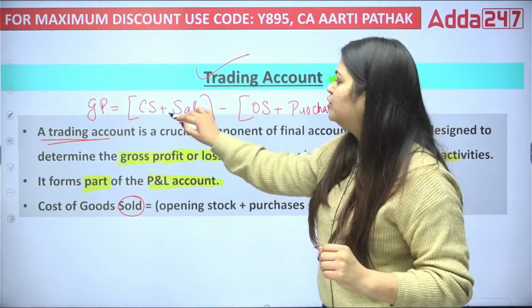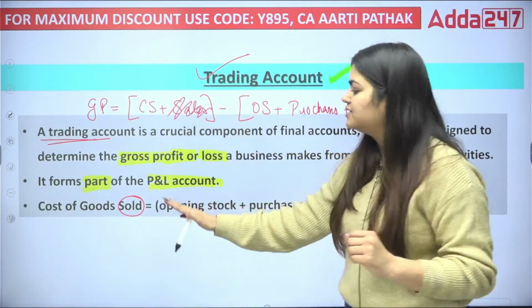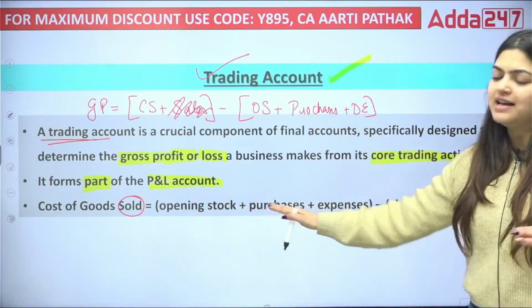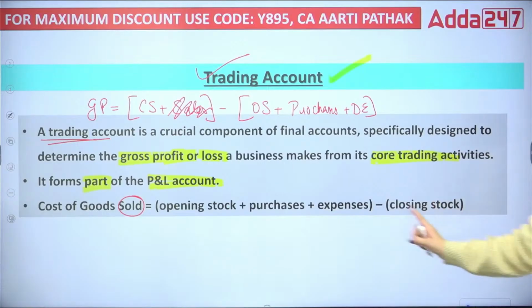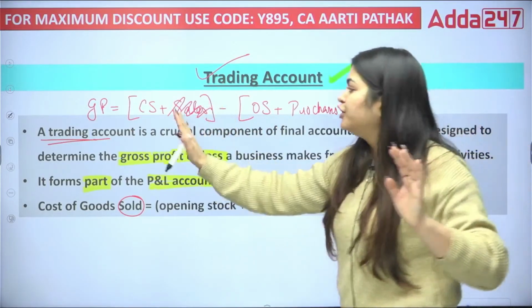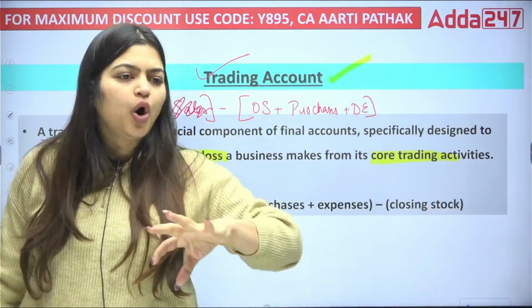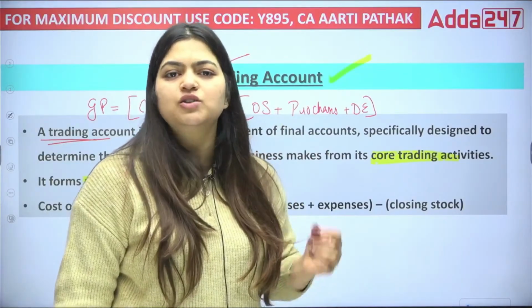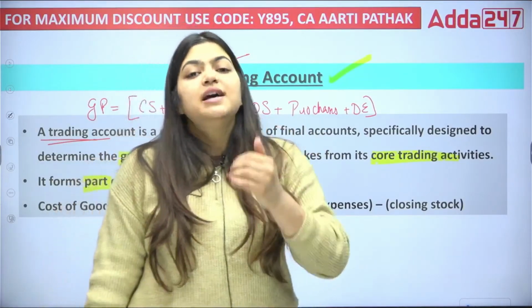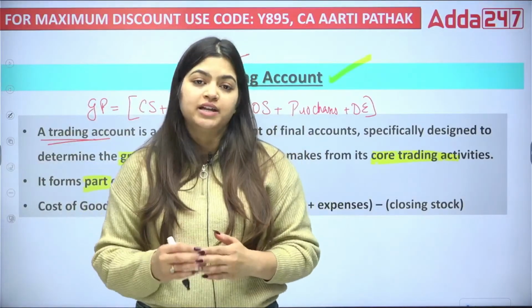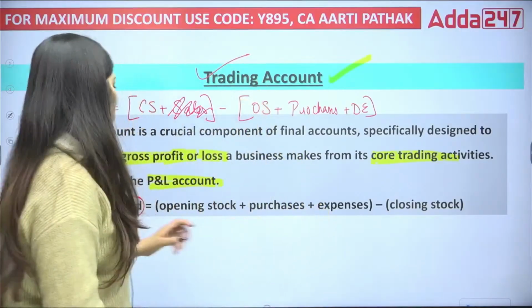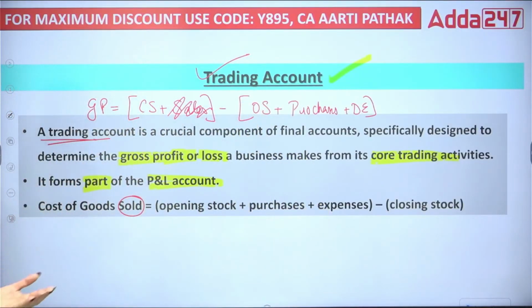Just remove the sales from your formula. Otherwise, everything is same. Opening stock, purchase, expenses, this bracket is as it is, minus closing stock. You need to remove only sales. If you remove sales and calculate, that is cost of goods sold. That is not the amount I have generated from the goods sold to my customers. No, that is the amount I have paid for purchasing it. So cost of goods sold is opening stock plus purchase plus expense minus closing stock. This will give you cost of goods sold.